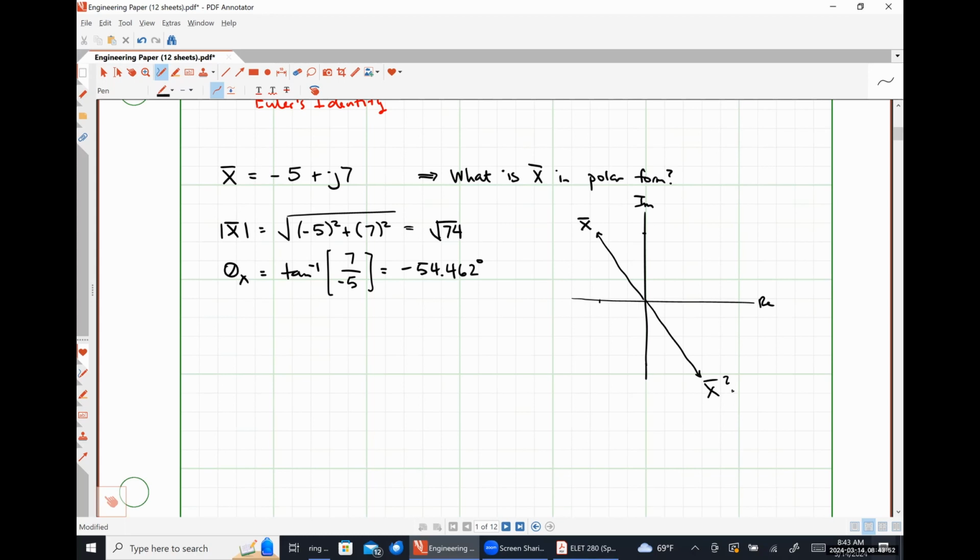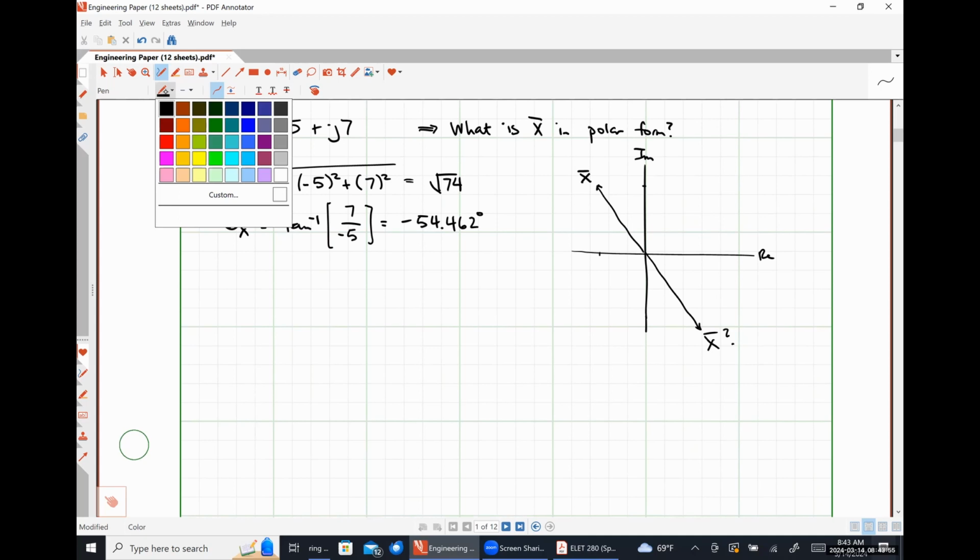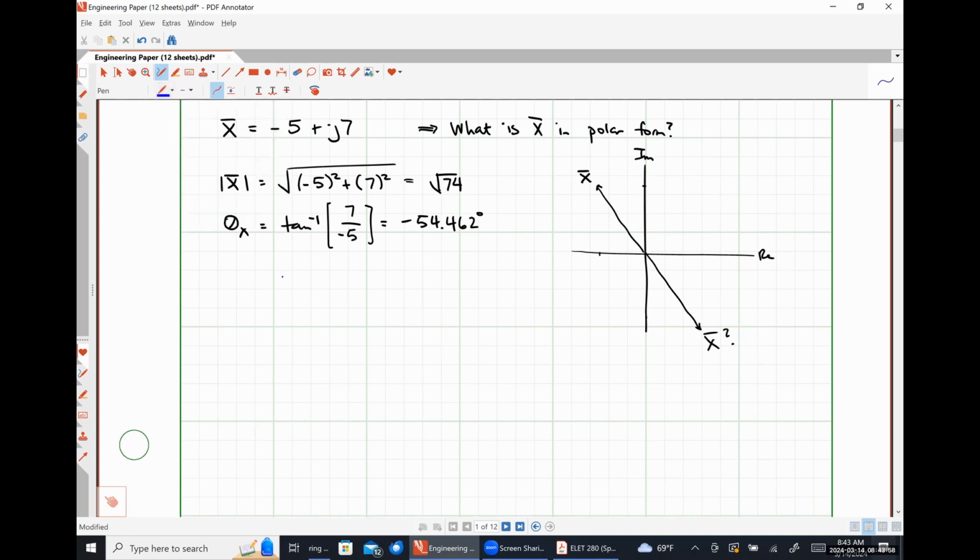So the problem is that the calculator's arctangent function literally can't tell the difference between 7 over -5 and -7 over +5. So the arctangent operation for our calculators is programmed in such a way that it will always return an angle that is either in quadrant 1, somewhere between 0 and positive 90 degrees, or quadrant 4, somewhere between 0 and negative 90 degrees.